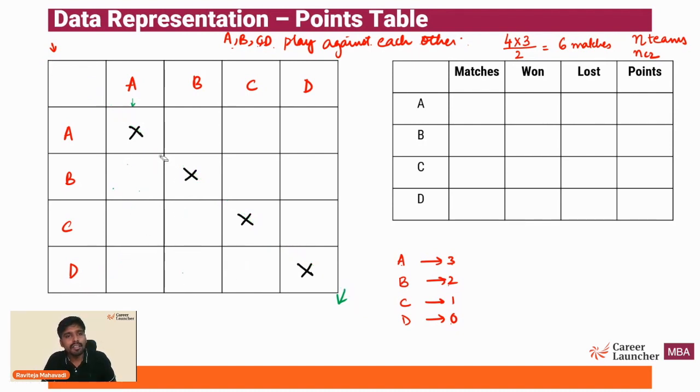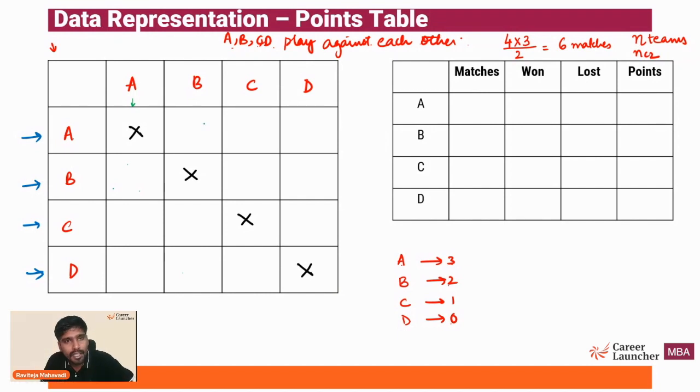You read the table row wise. Meaning this is A's row, this is B's row, this is C's row, and this is D's row. You write with respect to these players what happened.